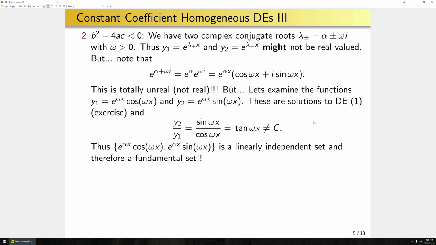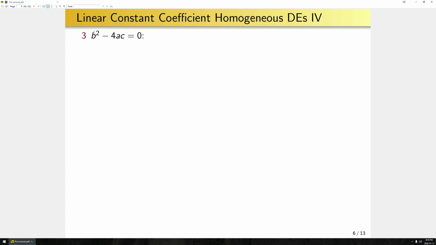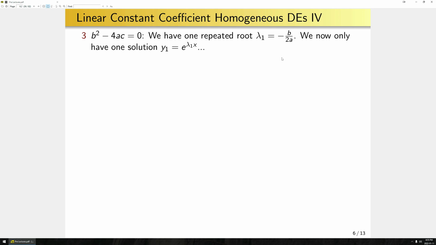Okay, so we have one more case to go. What about the case where the discriminant is exactly equal to 0? Well, in this case, we only have one root, namely a root that is repeated twice, and that will simply be lambda 1 is negative b over 2a. This is kind of problematic since we now only have one solution. This term here, y2, is the same thing as y1. Therefore, if I take the ratio of the functions, it's going to be 1. 1 is clearly a constant, so I don't have enough solutions to find my linearly independent set of two solutions.